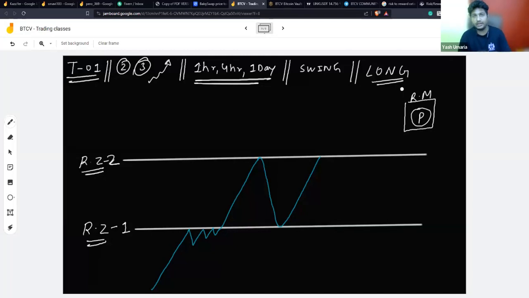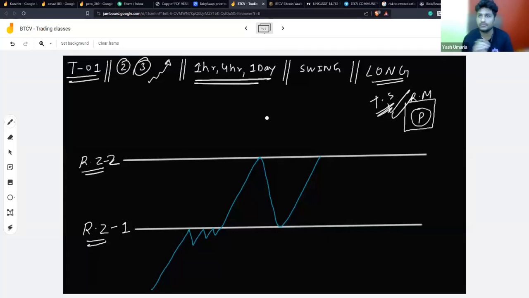Risk management, we have already discussed. The stop loss, risk to reward ratio, trade size, everything. When to enter and when to exit is also under risk management. But yeah, the combination of these two things is what we call a trading setup.